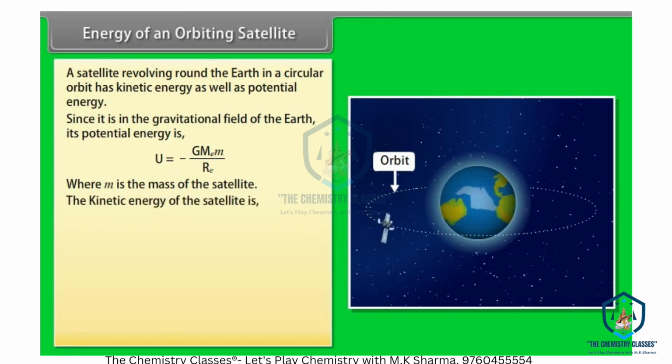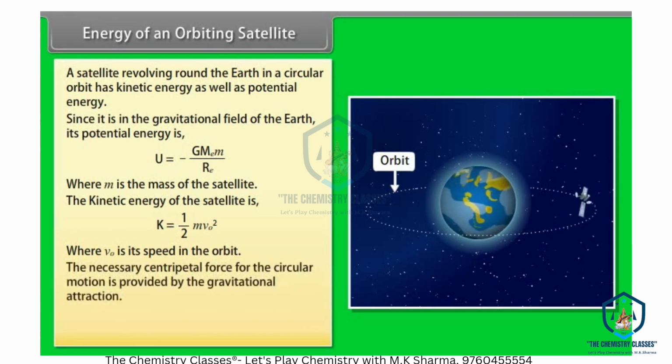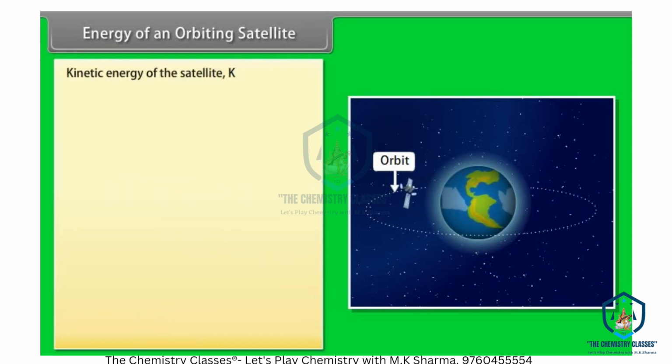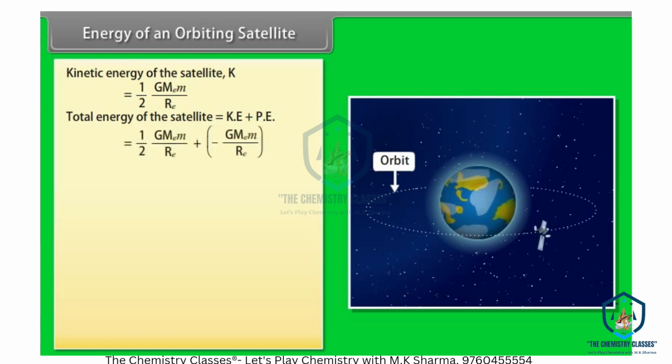The kinetic energy of the satellite is K equals half mv₀², where v₀ is its speed in the orbit. The necessary centripetal force for the circular motion is provided by the gravitational attraction. Kinetic energy of the satellite K. Total energy of the satellite is equal to kinetic energy plus potential energy. On calculating, we get total energy equals minus 1 by 2 GMₑm divided by Rₑ.